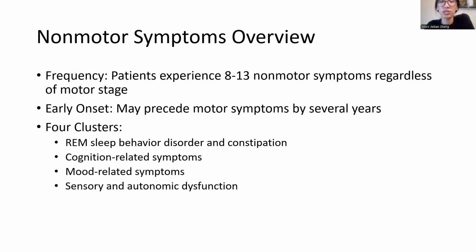One of the most important developments in our understanding of Parkinson's disease is recognizing the extensive non-motor symptoms. Patients typically experience 8 to 13 non-motor symptoms regardless of their motor stage or disease duration. What's particularly significant is that many of these symptoms can appear years before any motor signs become evident. Research has identified 17 non-motor symptoms that are more common in early, unmedicated Parkinson's patients than in age-matched healthy adults. These symptoms cluster into four main groups.